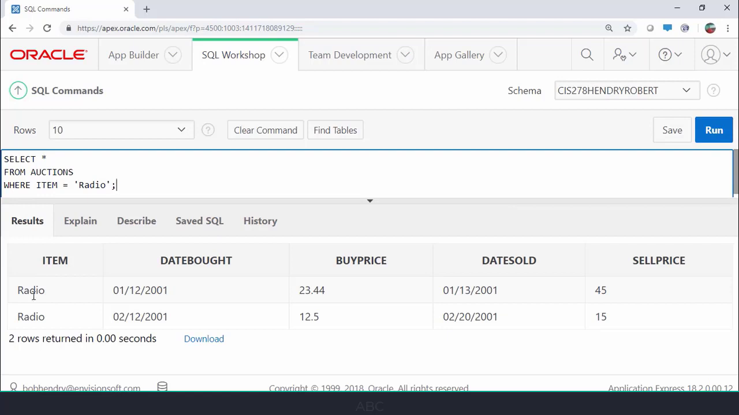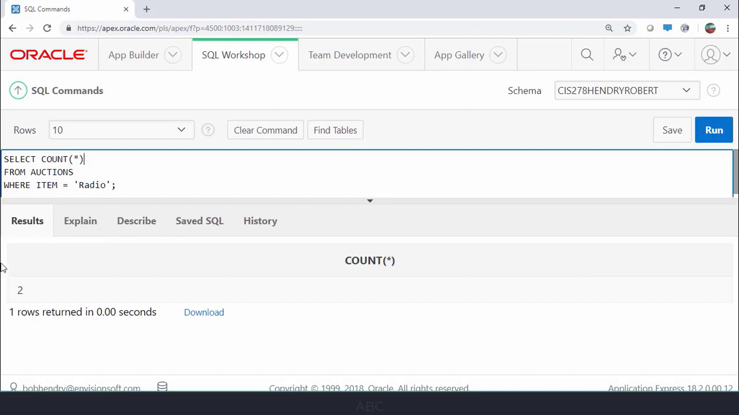But let's just say there was a lot of them. I could count them 1, 2, 3, 4, 5, 6. Or I could use the aggregate function count. Basically, in common speak, this is saying, just tell me how many of them I have. I don't want to see the result set of them. I don't want to see anything else except how many of them I have. So then I click on run. And not surprisingly, this says I have 2 of them.